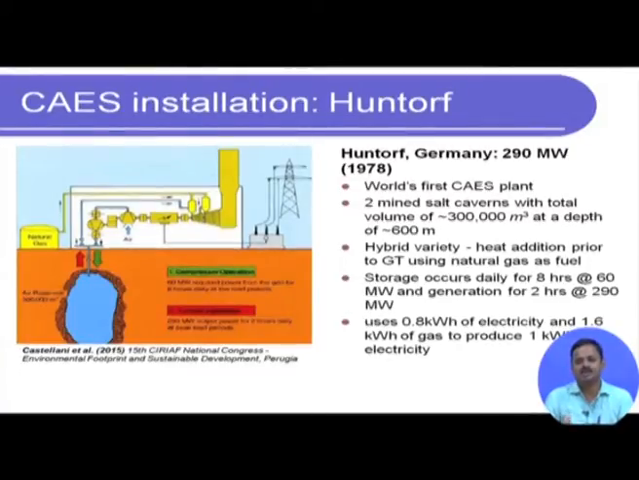Next, we are going to talk about a couple of the installations. The number of installations across the world is few. It is not as widely implemented as pumped hydro, but still there are some. The first one that was installed was in Germany, called the Huntorf installation, in 1978. So, you can see it has been running for almost 40 years. It is the world's first compressed air energy storage plant. There were two mined salt caverns and the overall volume was around 300,000 cubic meters. Imagine 300,000 cubic meters.